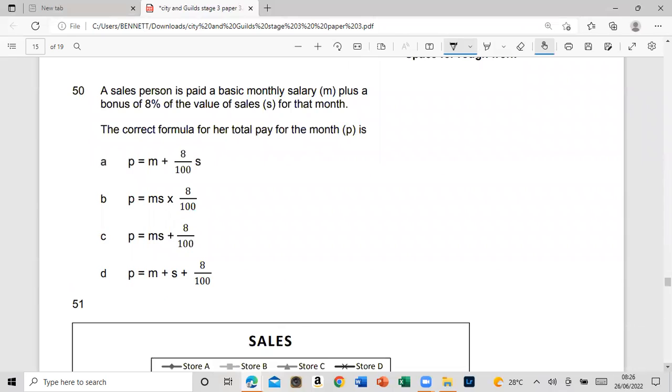A salesperson is paid a basic monthly salary M, plus a bonus of 8% on sales. So that's 8%. Percent means out of 100, right? Times the sales. That's 8.